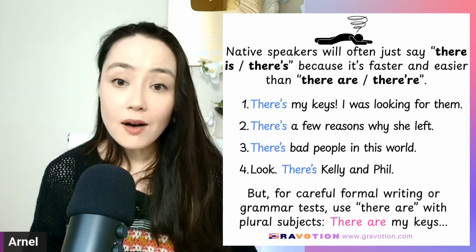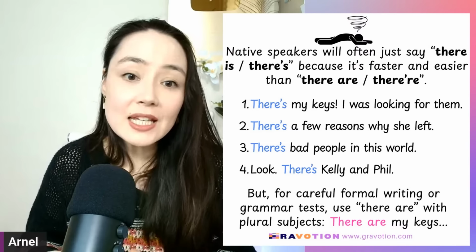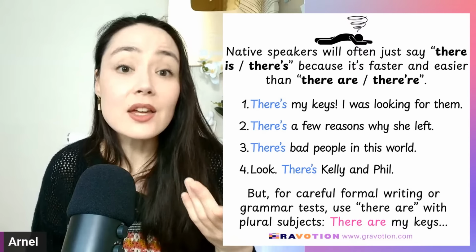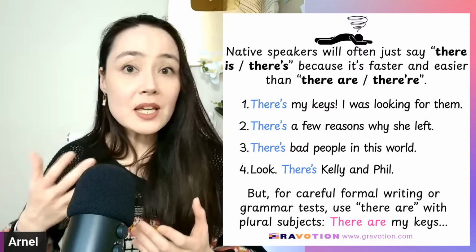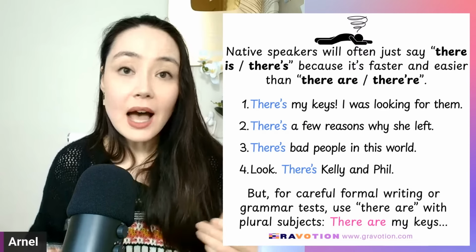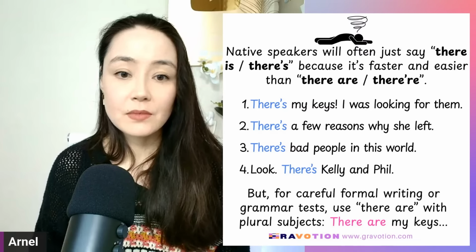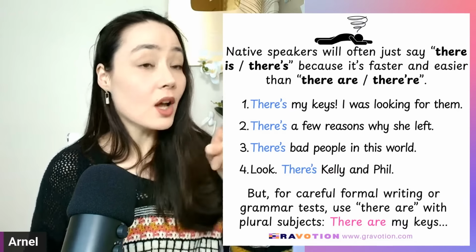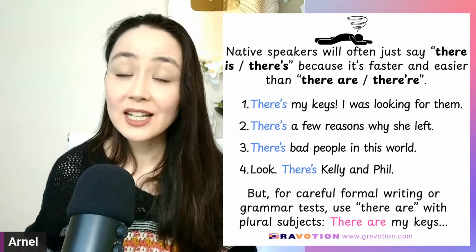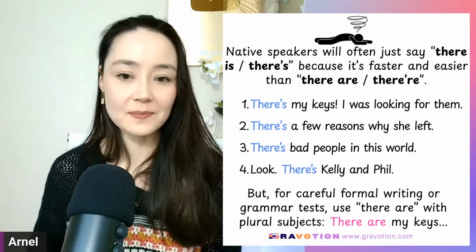Native speakers will often just say there's, contracted, because it's faster and easier than there are. So when people are speaking quickly, there's is super common. Number 1, there's my keys. I was looking for them. There's a few reasons why she left. There's bad people in this world. Look, there's Kelly and Phil. Is this correct English? No, it's not correct grammar, but it's super common. That's why I'm telling you about this.